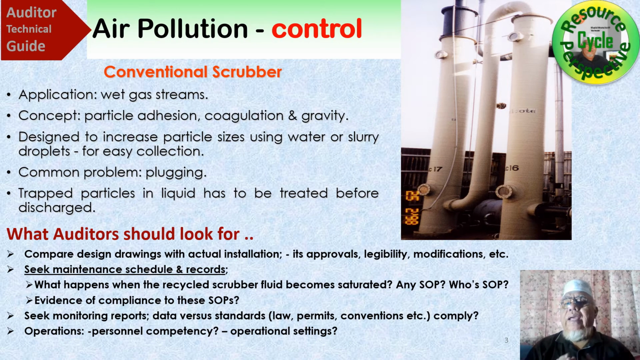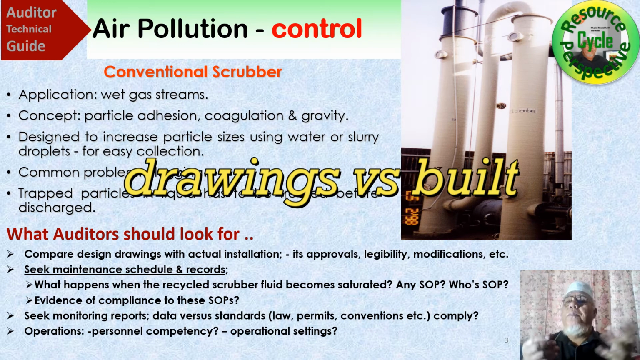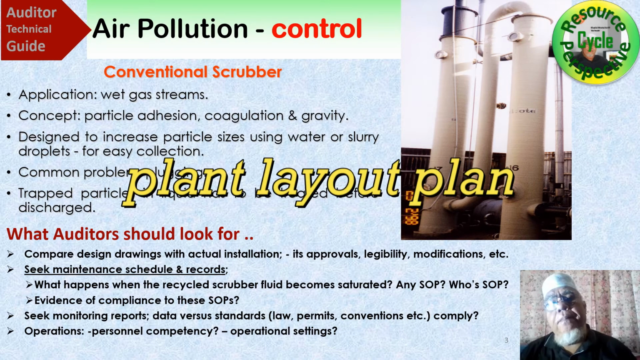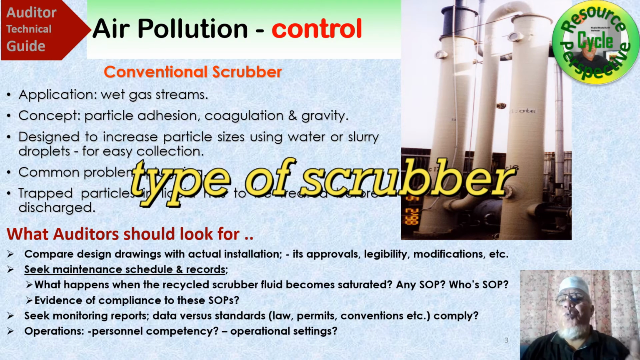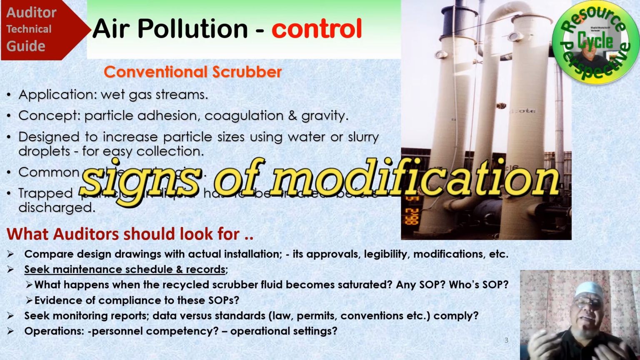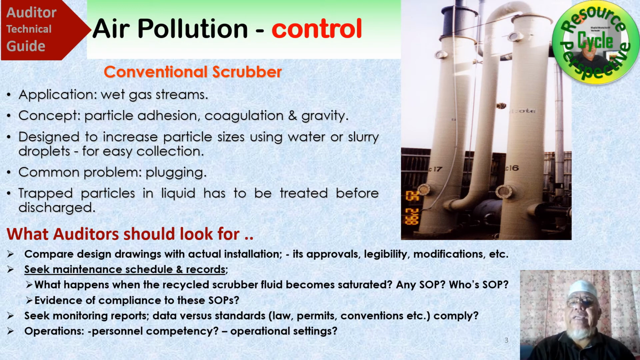The first bullet, we as auditors need to compare by the inches, literally, what is written and what was drawn with what was built in front of you now. Location as in plant layout, scrubber types, whether identical to what is on paper. There are indeed several types. Any sign of modification? If there is, seek a copy of the notification which was sent to the authority.